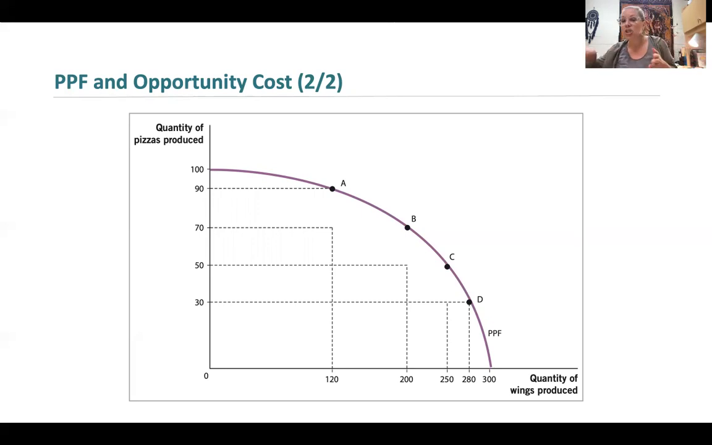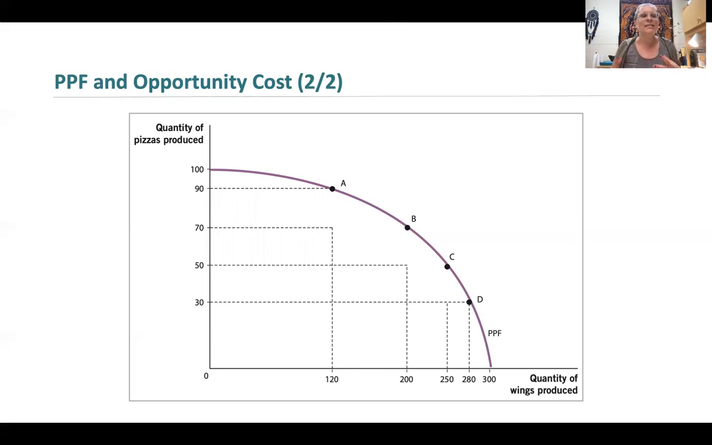But if we continually want to shift resources towards wings, we want more and more and more wings, eventually we're going to have to start taking those really good pizza makers away from their better task, pizza making, and make them wing makers instead. When we shift those high value resources towards wings, that person who is really good at making pizza is now no longer making pizza. So we're giving up more pizzas as we shift those resources towards wings.